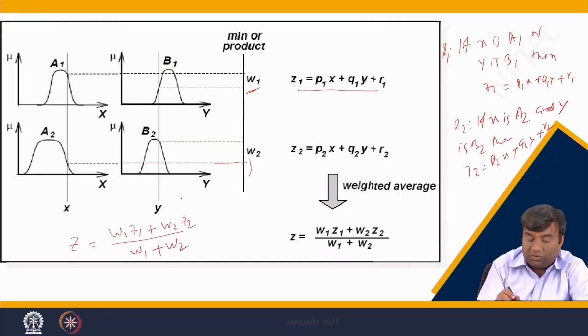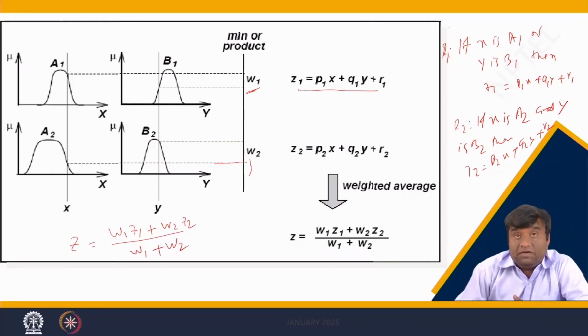W1 is the output of each rule. If the rule is given as OR, we take the maximum value. If it is AND, we take the minimum value.